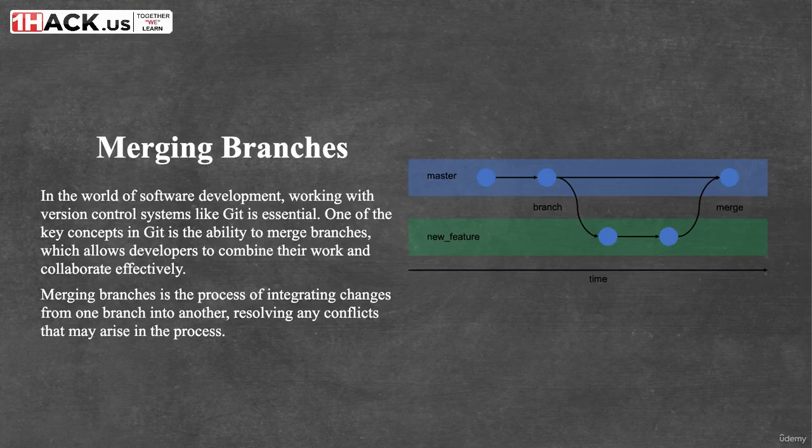In the world of software development, working with version control systems like Git is essential. One of the key concepts in Git is the ability to merge branches, which allows developers to combine their work and collaborate effectively. Merging branches is the process of integrating changes from one branch into another, resolving any conflicts that may arise in the process.